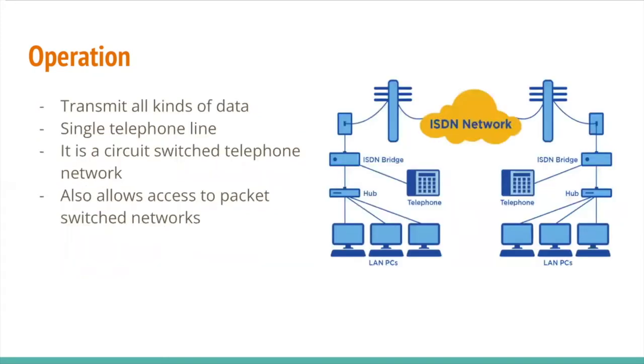So basically, we have that the ISDN network is to transmit all kinds of data. You have a single telephone line, and it is a circuit switched telephone network basically, but it also allows access to packet switched networks.